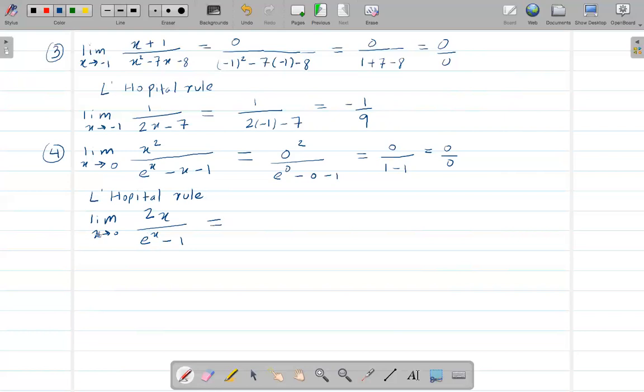So when x goes to 0 on the top, this is still 0. On the bottom, we have e to the power 0 minus 1, which is still 0, because e to the power 0 is again 1, and 1 minus 1 is still 0. Okay, so again, we have to use another L'Hopital rule. So again, using L'Hopital rule, don't forget to write this limit here again.